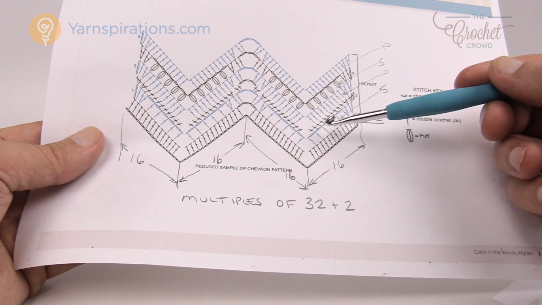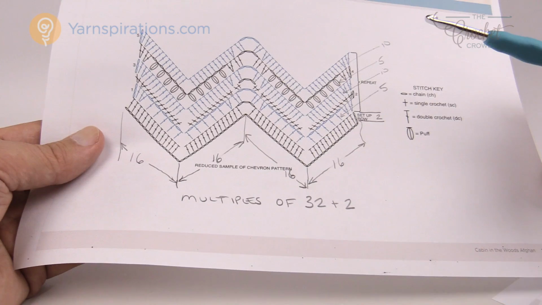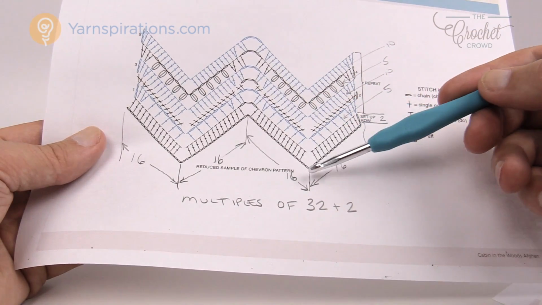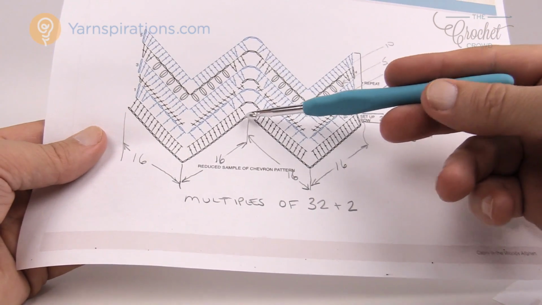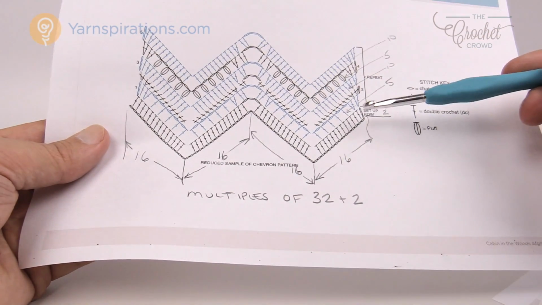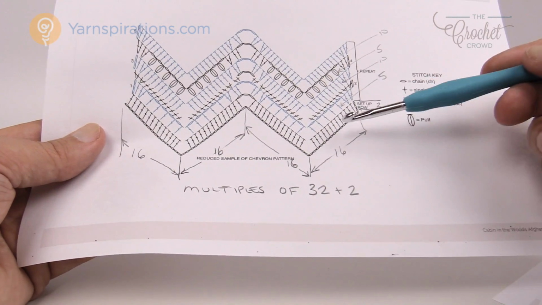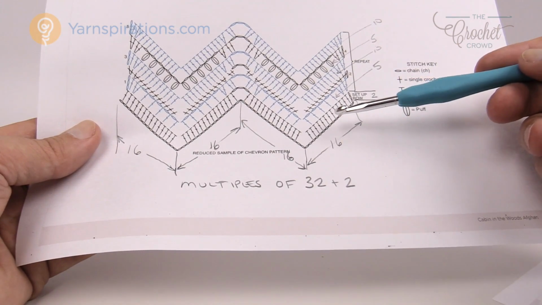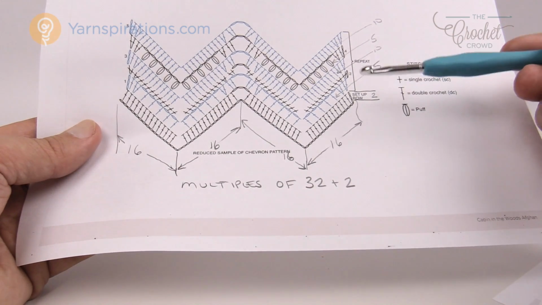But of course the pattern is asking you to chain 258, and you're thinking, wow, that's a big chain. But because the Afghan has a really big chevron, if you were to stretch this chain out flat, it would be a lot longer, but because it's going in an up and down motion, it has to be a lot longer in order to compensate for that. So you chain in multiples of 32, then ask if you're satisfied with the length, yes or no. If not, add another 32, and if you're not satisfied, add another 32.